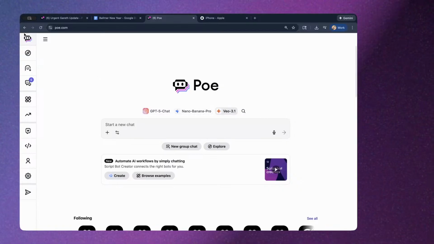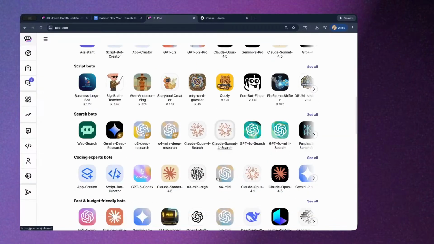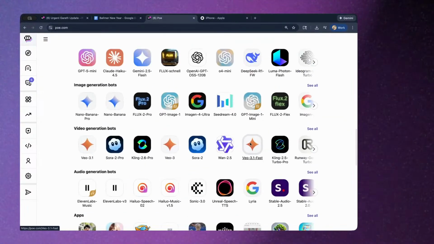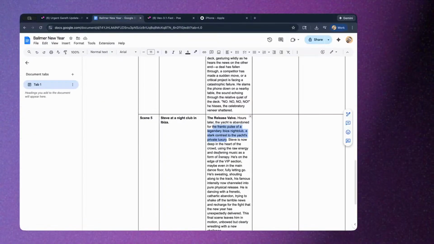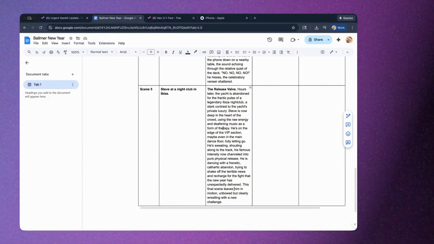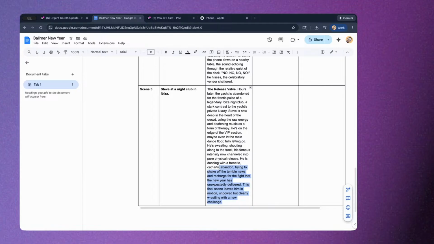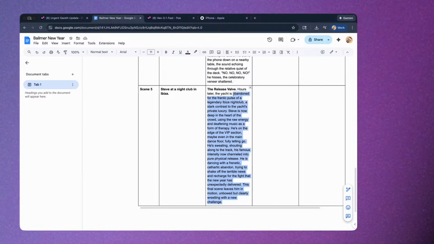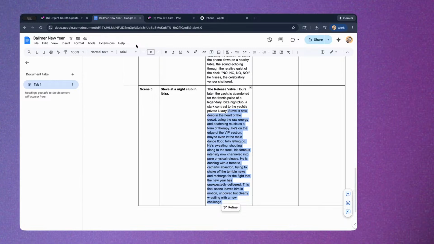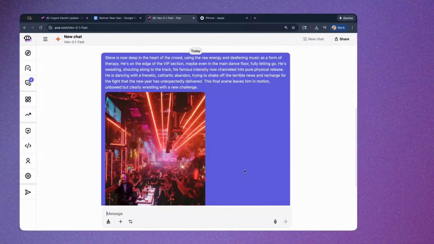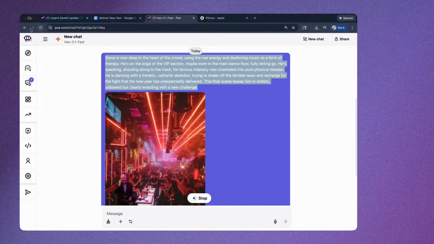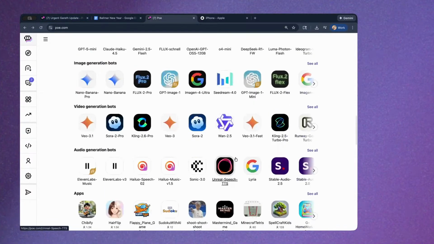Let's go to fast again because I don't want to spend too much money on this. Fast. Okay, hopefully this will get it, and if it doesn't, let's try some other models.